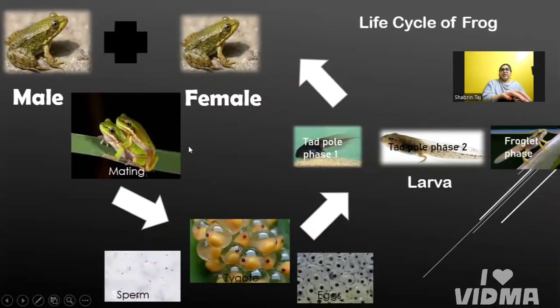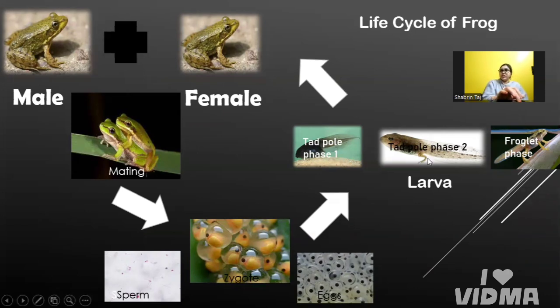Here I have consolidated this life cycle like this. Here, male frog, female frog. During mating, the male releases sperm, the female releases egg. Together, fertilization occurs, a zygote is formed, and this zygote develops into a tadpole. At first, in phase one, it has only one tail.